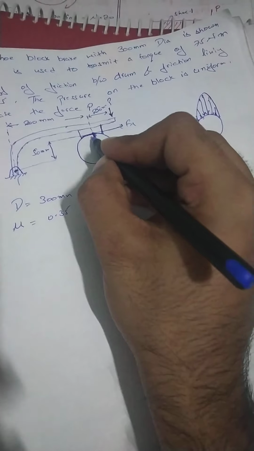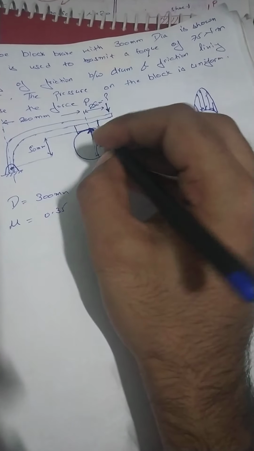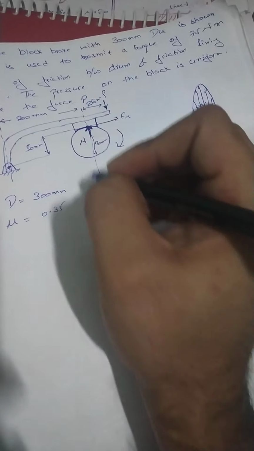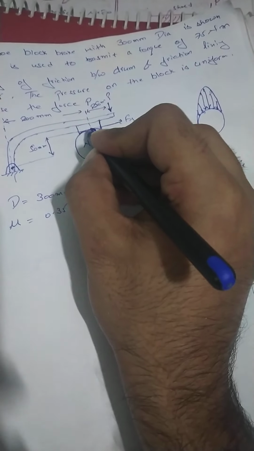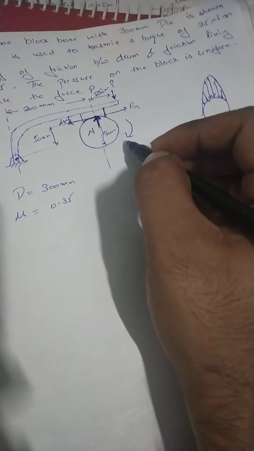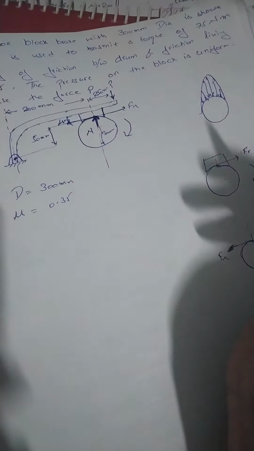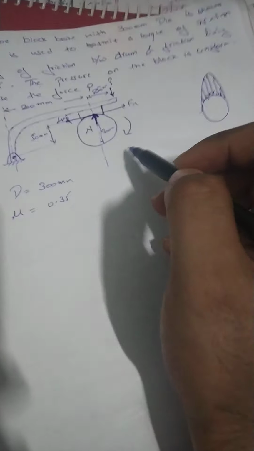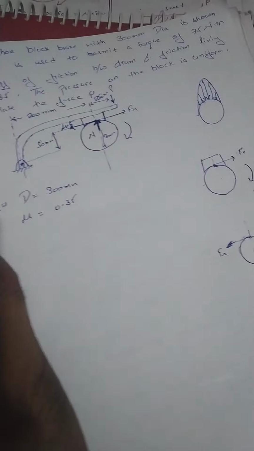The normal force acting on the shoe is N, and we can take the resistance force as equal to mu N. Now here we have a rotating drum, so we have to convert all the forces into a torque. Let's start.